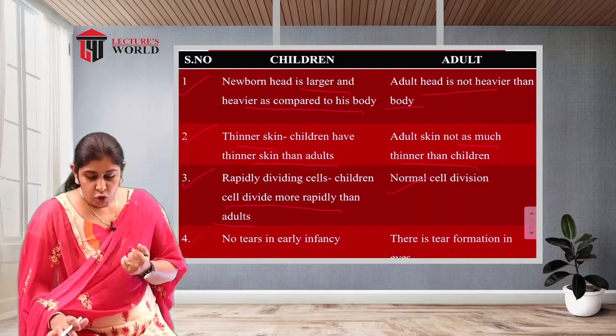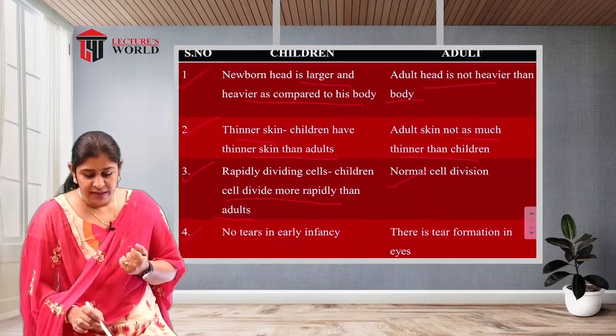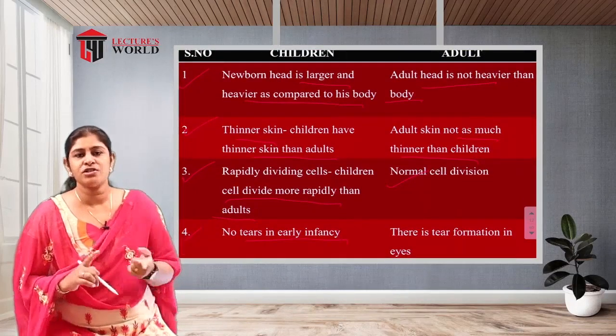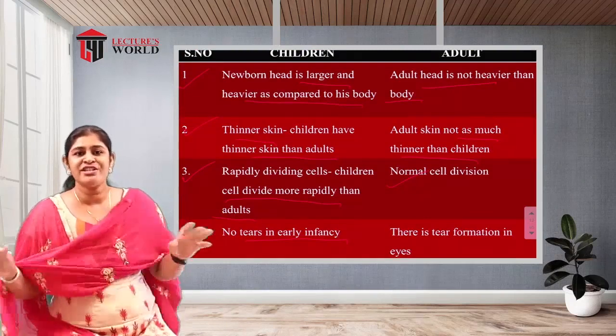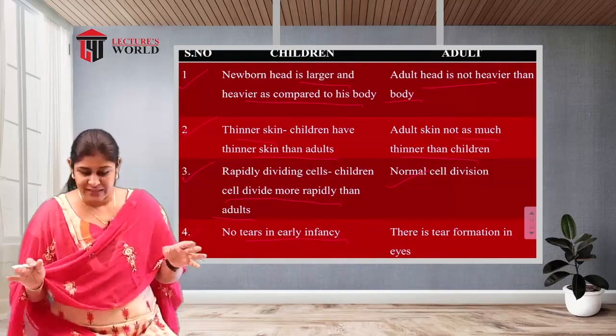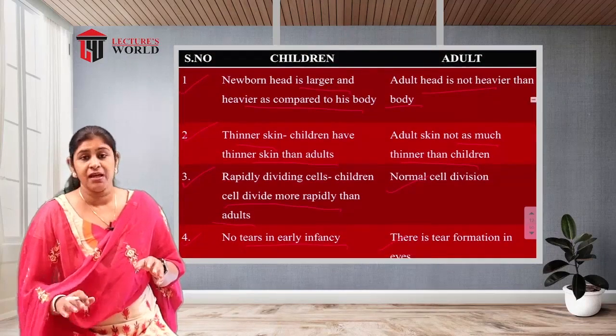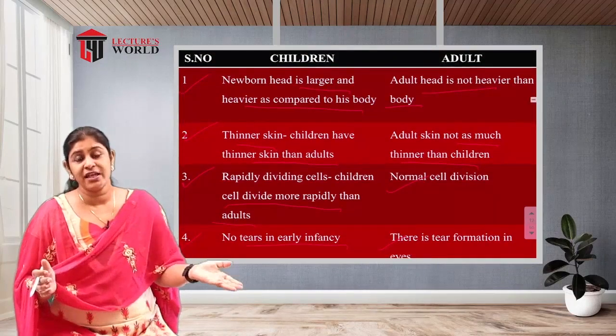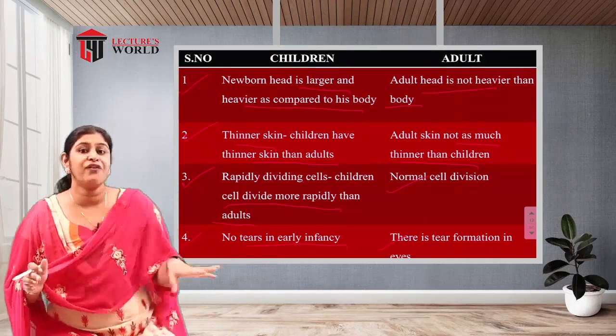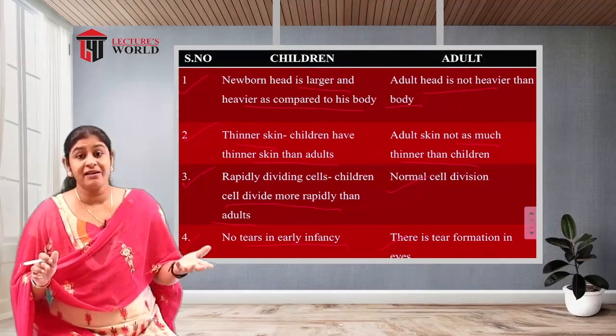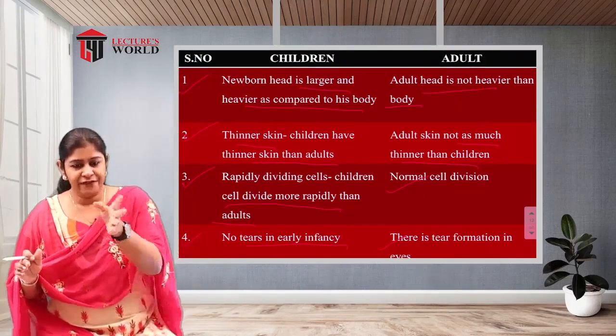Fourth point is no tears in early infancy. This is a very important point. No tear is present in early infancy, whereas in adults, there is tear formation in the eyes. So we can see the difference between the two.